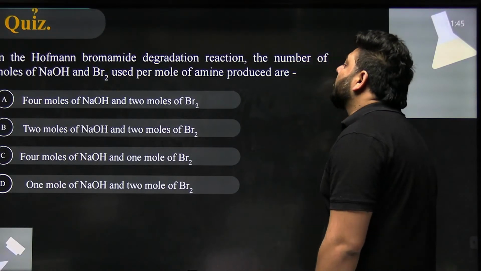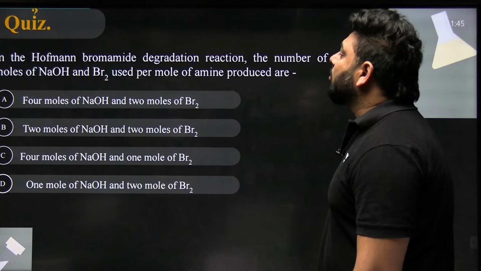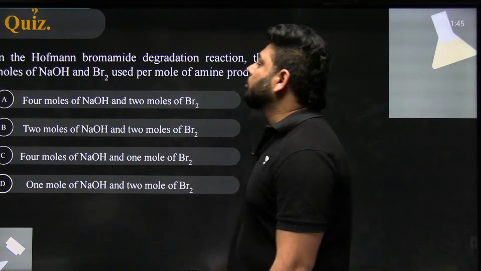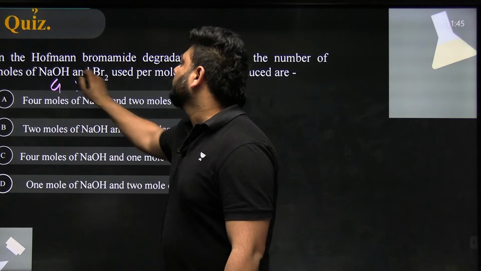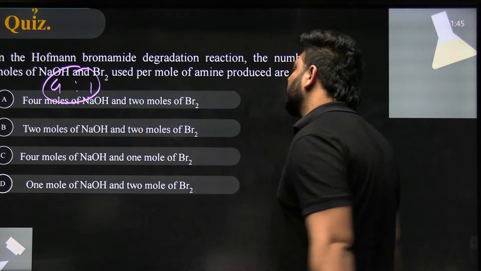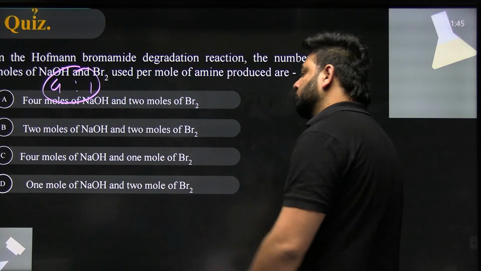In the Hoffmann bromamide degradation reaction, the ratio of moles of NaOH, I told you, is 4:1. So where is the 4:1? C.